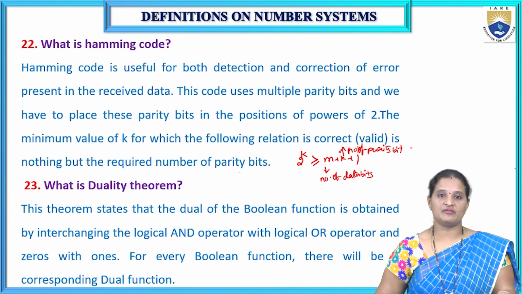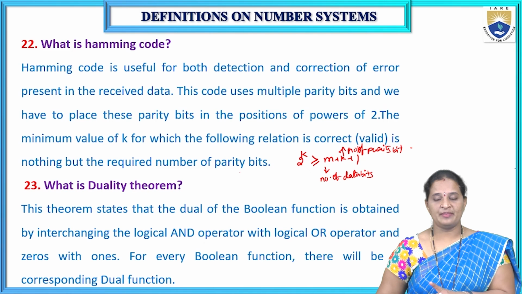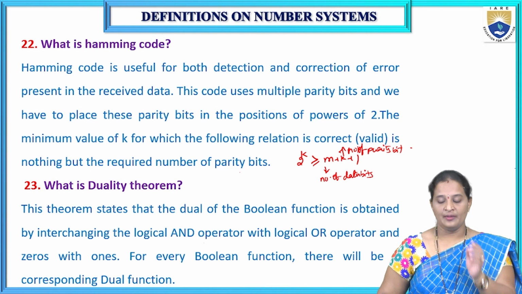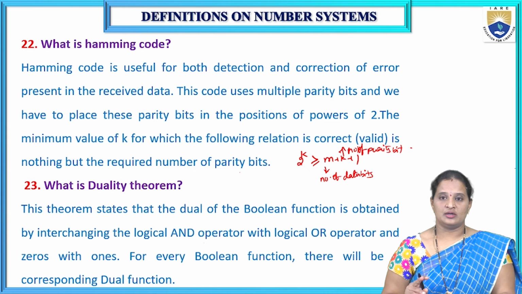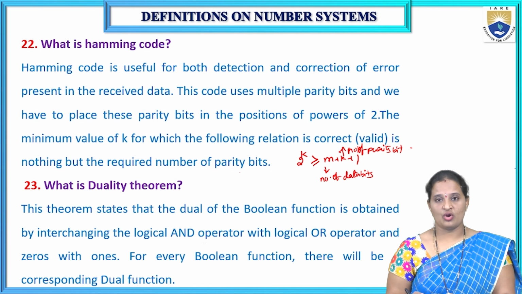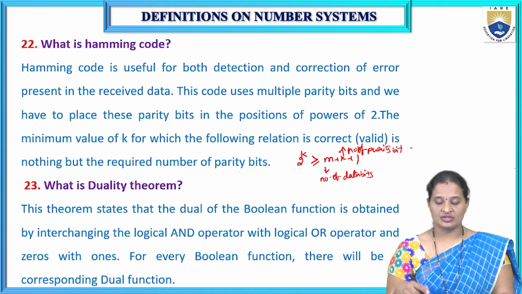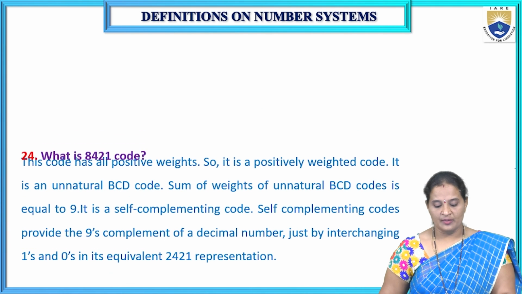So the dual of a Boolean function can be obtained simply by changing logical AND to logical OR, logical OR to logical AND, the variables are not complemented, but logic 1 is changed to logic 0 and logic 0 is changed to logic 1.